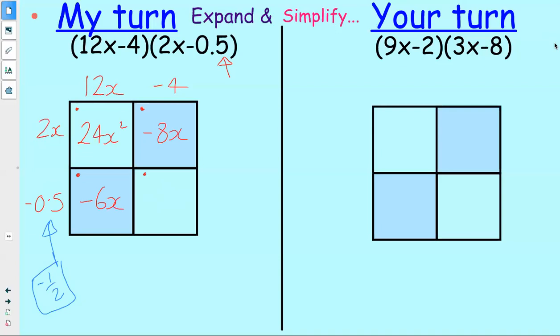And then this box here, again, what's negative a half multiplied by negative 4? That's going to be a positive 2. So your answer is 24x squared, subtract 14x, and 2. Final answer. Write that down as your example, pause the video, try your turn now, guys. Okay, doing well.